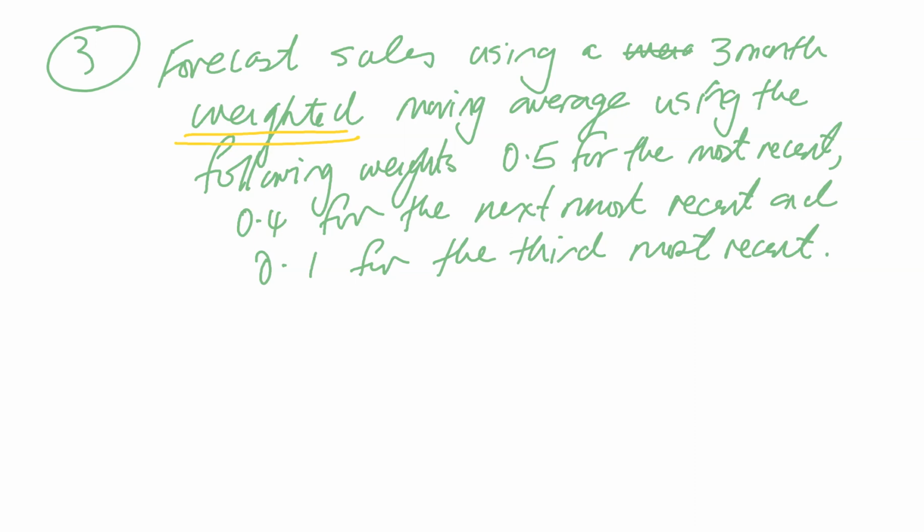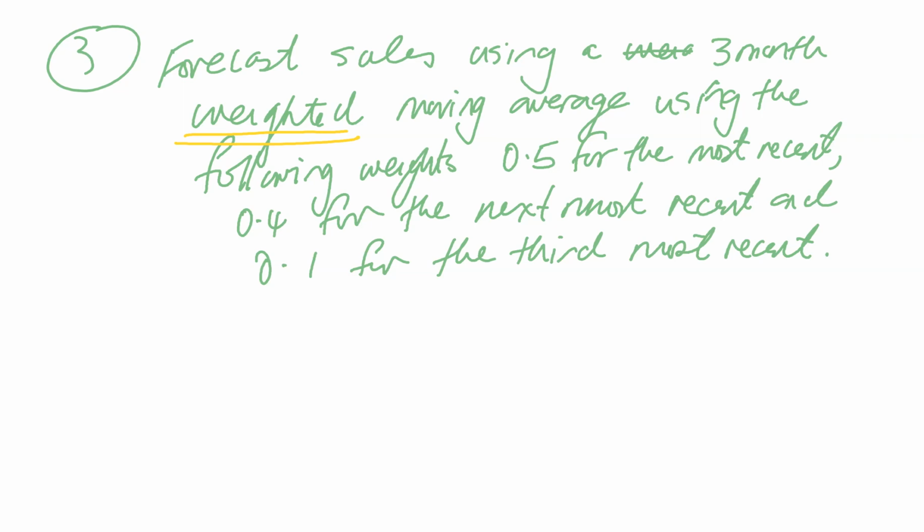0.5 for the most recent, 0.4 for the next most recent, and 0.1 for the third most recent. So the question you should immediately ask is, what do I mean by recent? How do I determine what is recent? Now, since you're always going back into the past, it means you must determine your starting point. So you determine the starting point. Where am I standing to determine where the past should go?